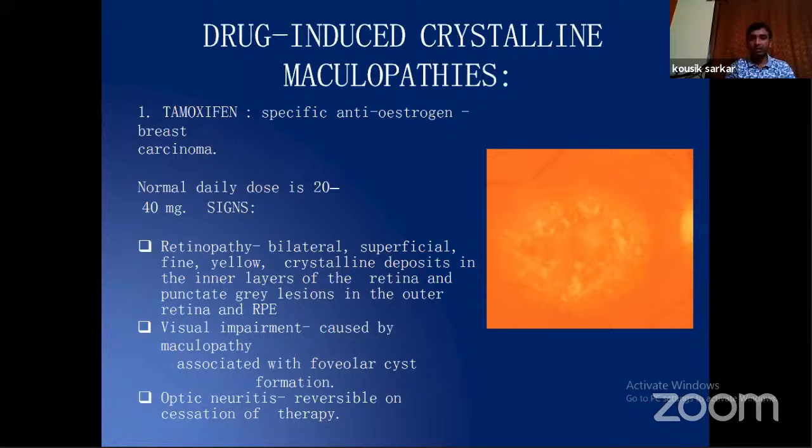As it affects the central part of the retina, the macular and foveal region, visual impairment usually occurs. And foveal cyst formation can occur in cases of tamoxifen retinopathy or maculopathy. Optic neuritis may occur in case of overdose of tamoxifen for a longer period, and it is said to be usually reversible on cessation of tamoxifen therapy.